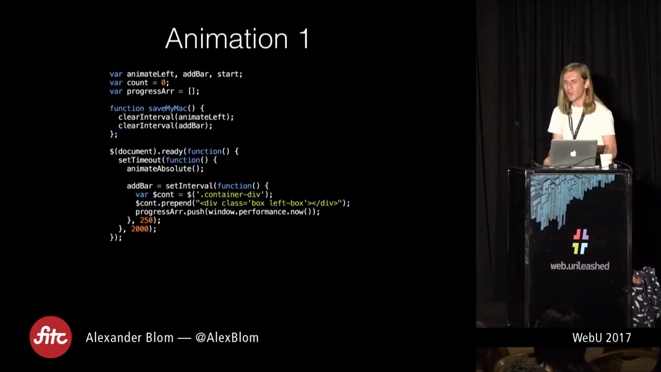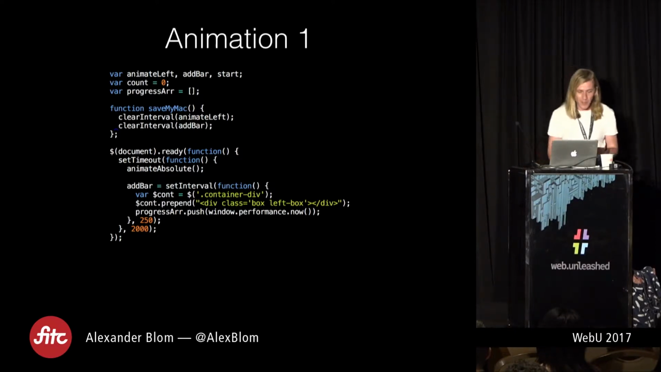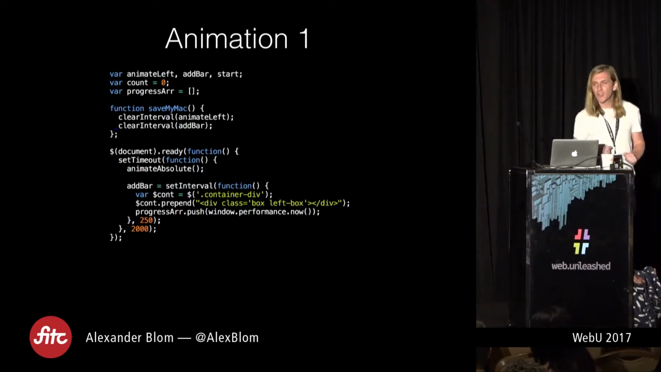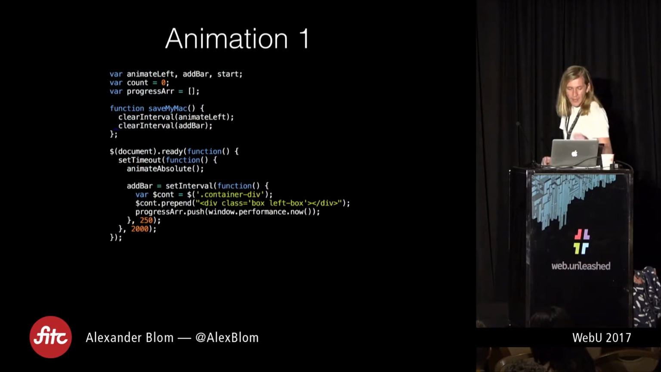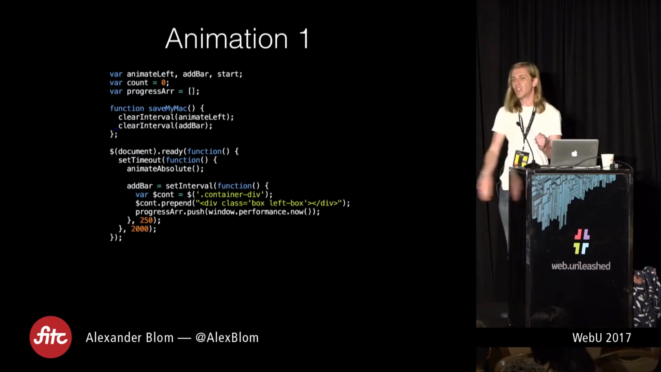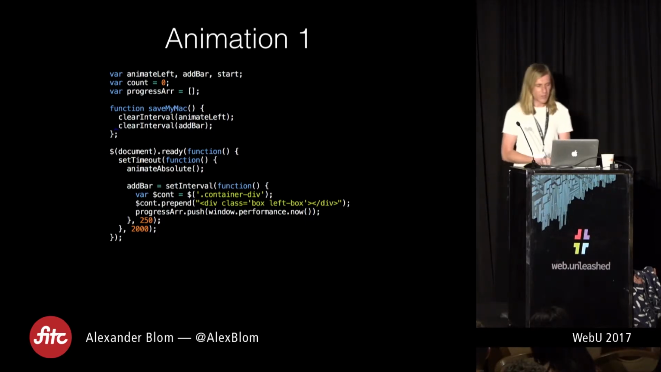I'll tell you why, but I wrote these animations so badly that my Mac that lasts for 2.5 hours lasted about 20 minutes on the plane running these things. I was just chewing cycles nonstop. But what I do is, once the document's ready, I call a function called animateAbsolute, which I'll show you next. And then every 250 milliseconds, I'm injecting another green bar at the starting page. So we're going to have like this fan of things going across the page.